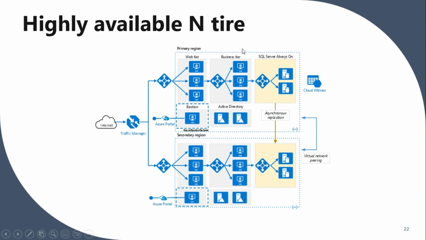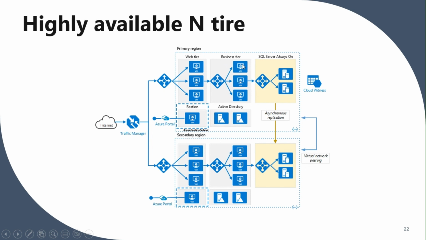When you say an entire application, you will have a web tier, a business tier, and a data tier. Your web tier is your front-facing application, your business tier will be your API, and your backend will be your SQL. Here it is using SQL Server Always On, which replicates the data from the primary server to the secondary server.